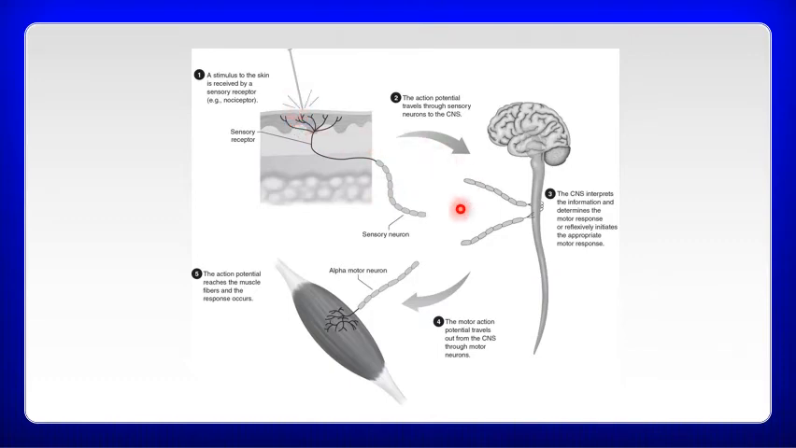So here they're just showing you basic sensory input and how the central nervous system responds. You have a stimulus to the skin received by a sensory receptor. In this case, they're showing a pin hitting the skin. The sensory receptor takes it to the neuron. The action potential travels through the sensory neurons to the CNS. The CNS interprets the information and determines a motor response or reflexively initiates the appropriate motor response. It then comes out through a motor neuron, and then you get an action potential.